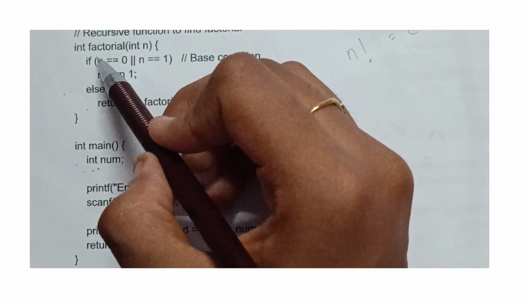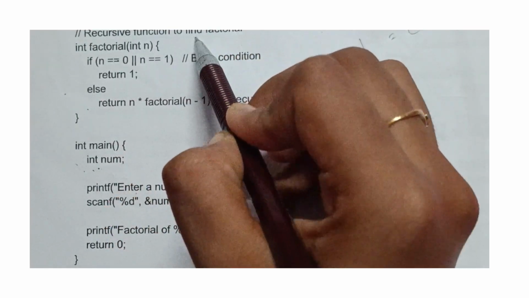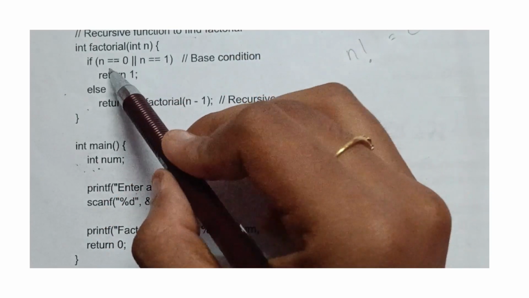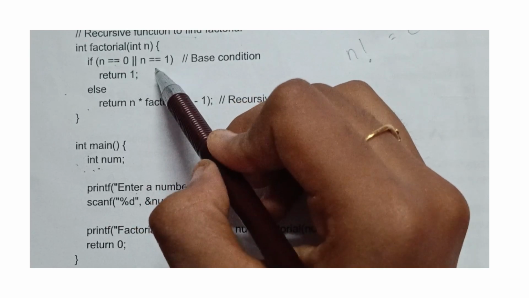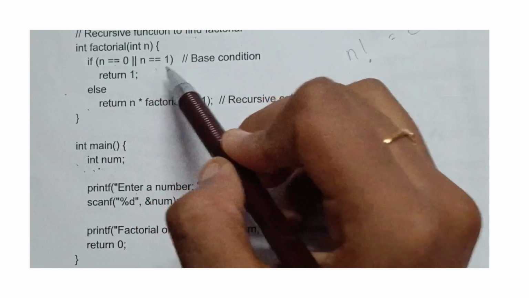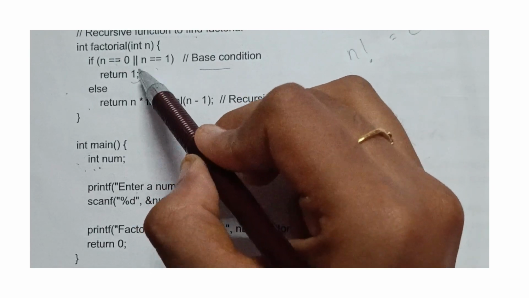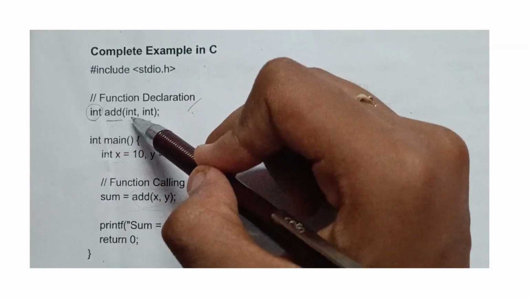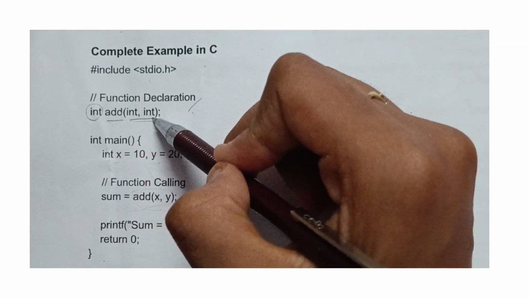So first we are declaring the function in order to find it, that is if n is equal to 0 or n is equal to 1, then it is the base condition that it returns 1, that is about its return value and giving it its input parameters.